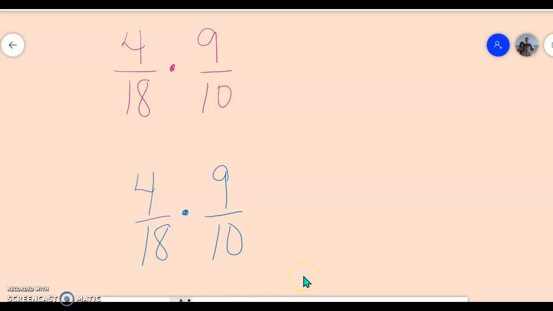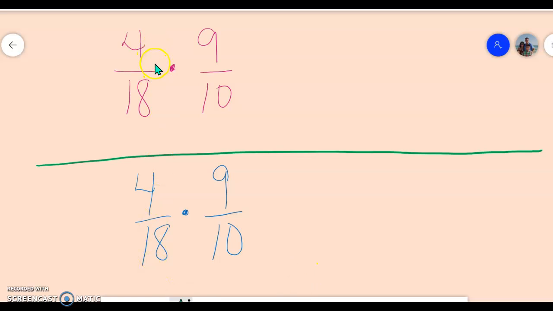Hey everybody, it's Mrs. Daniel here, and what we're going to do today is learn how to multiply fractions using a method called cross-simplifying or cross-canceling, okay? What I'm going to do first is work the pink problem.